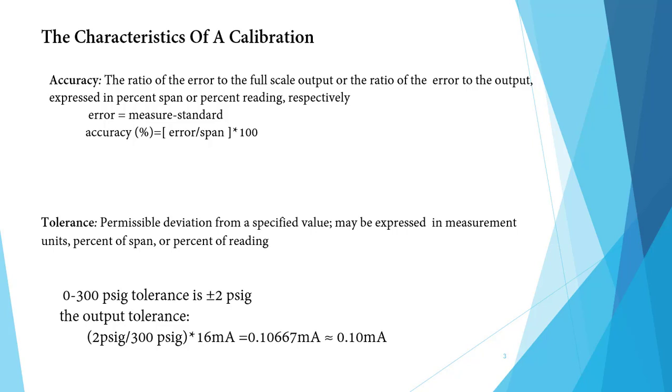Tolerance, which everybody may not understand. For example, 0 to 300 psi with tolerance positive, negative 2 psi. But we should know the output tolerance. If your output is 4 to 20 mA, you should know the output tolerance. How to calculate this: 2 divided by 300 times 16. So the output tolerance equals 0.10 mA.